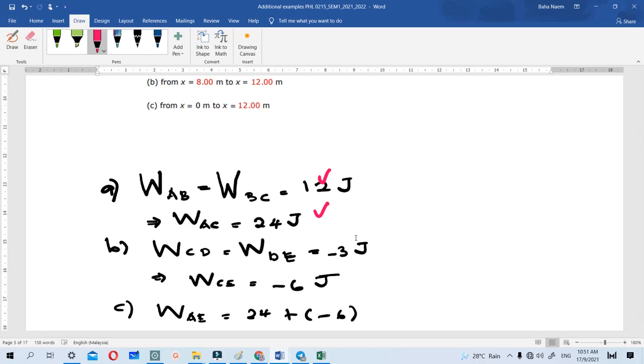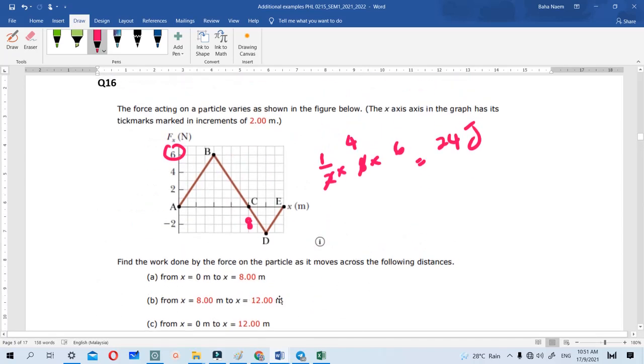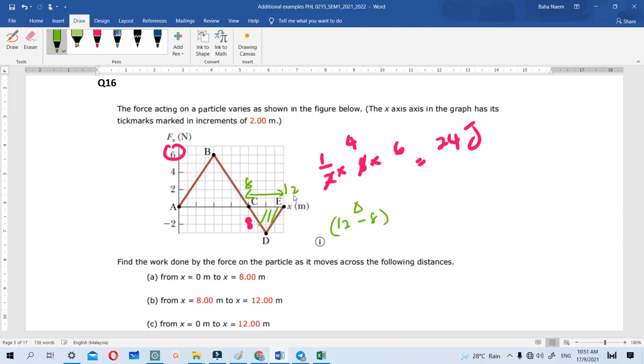24 joule. Now, how about 8 until 12? 8 until 12 occurred here, just between C and E. So this is the work that I mentioned earlier that can be a negative value. So 12 minus 8, this is delta R, times the force, which is negative 3, and 1 over 2. So this is 4. Therefore, negative 6 joule.